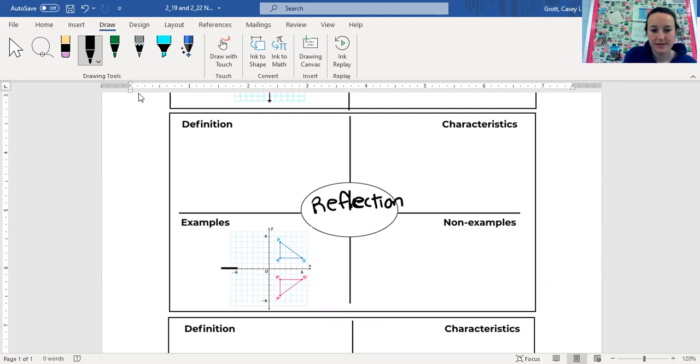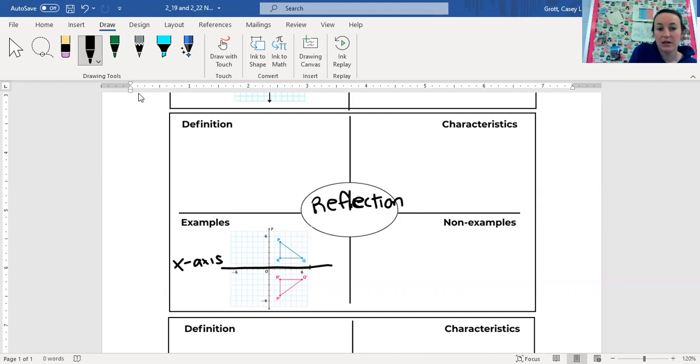In this example, it got reflected over the x-axis. Look, Q and Q are close to the axis. R and R, still close to the axis. P is furthest away here, and P is furthest away here. This is going to be a reflection.